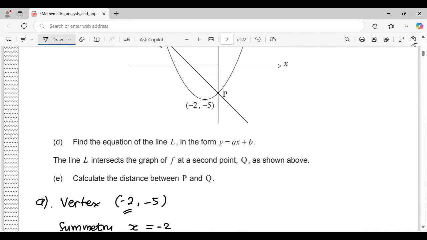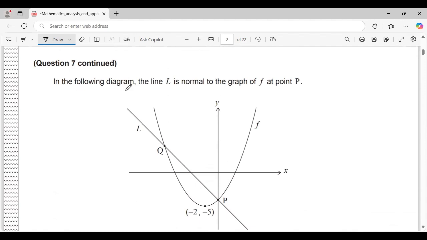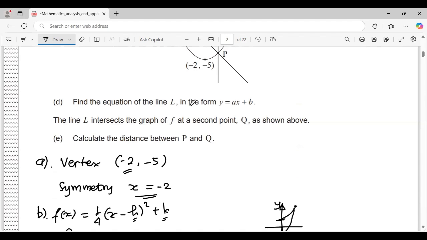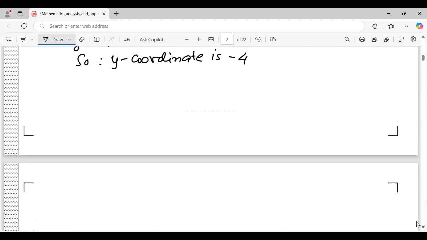D. In the following diagram, the line L is normal to the graph of f at point P. This is line L, and L is a normal line. Find the equation of the line L in the form y equals ax plus b. D. f(x) equals 1/4 (x plus 2) squared minus 5.